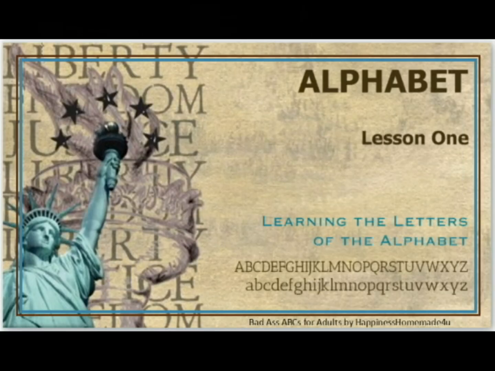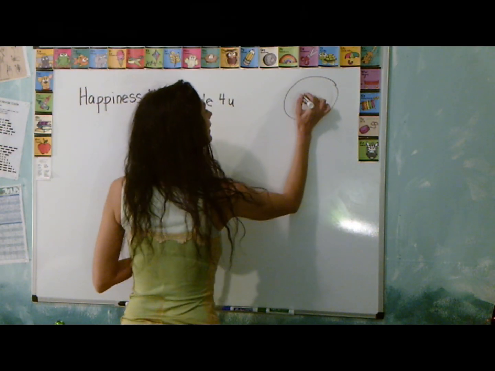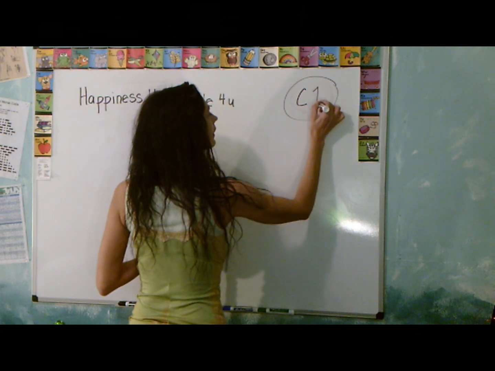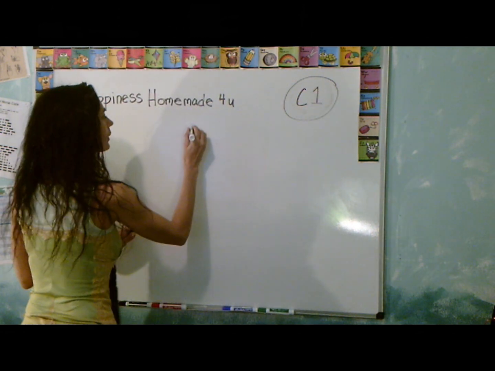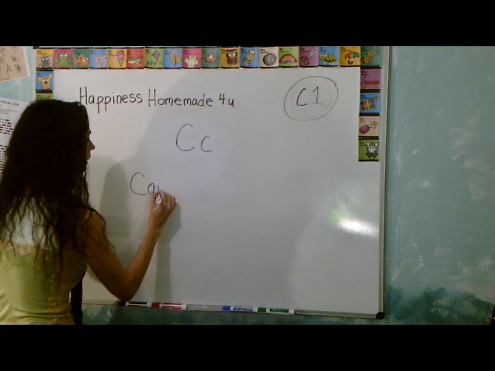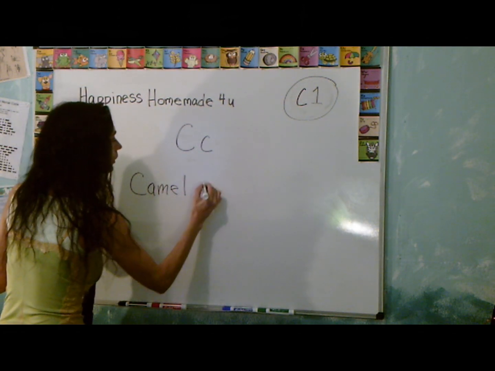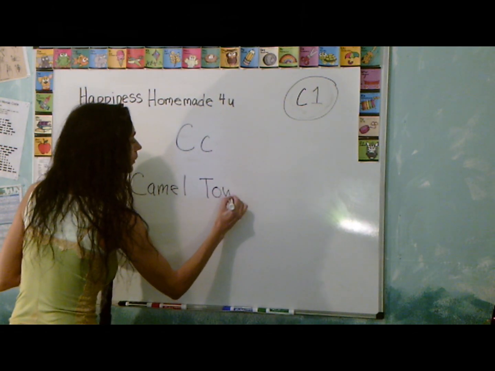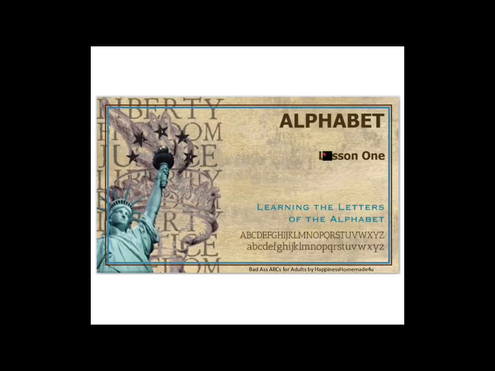This is lesson number 1. Get ready to learn the letters of the alphabet. This is lesson C1, capital C, lowercase c. C is for camel toe. Let's get started with the first part of our alphabet identification lesson, where we're going to learn the shape of the letter C. Let's get scrolling here.